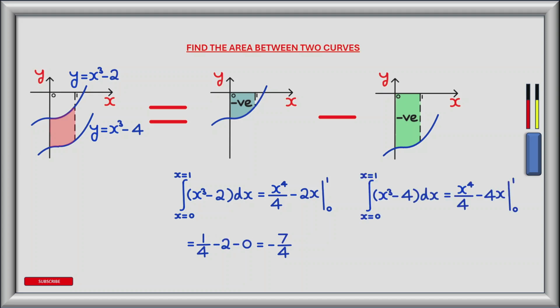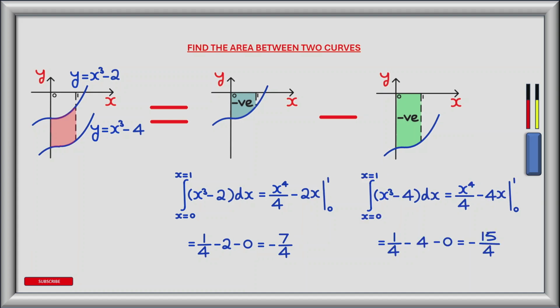And if we integrate the function x cubed minus 4 between the limits of x equals 0 and x equals 1, we find the area of the green shaded region. Using the power rule to evaluate this integral, we have x to the power of 4 divided by 4 minus 4x. And plugging in the limits of integration for this, we have a quarter minus 4 minus 0, which equates to minus 15 over 4.